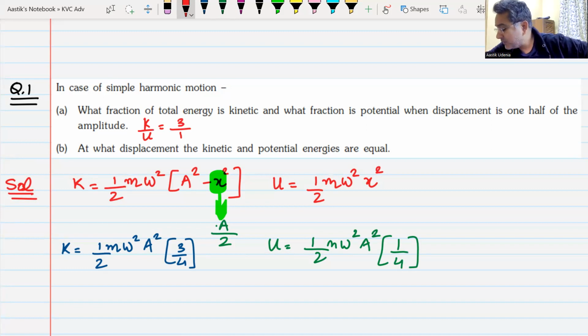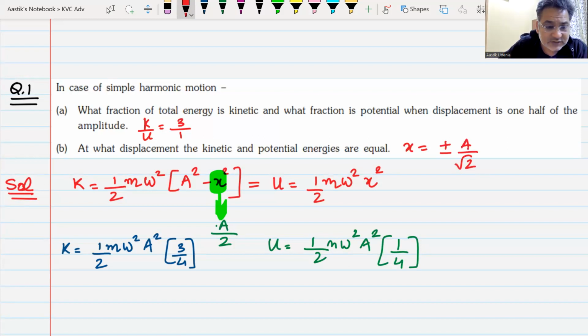Okay. At what displacement are the kinetic and potential energies equal? A by root 2, sir. Not a by root 2, it is plus or minus a by root 2. There are two values, this side as well as that side. Do we understand this? You understand this? Yes, sir.